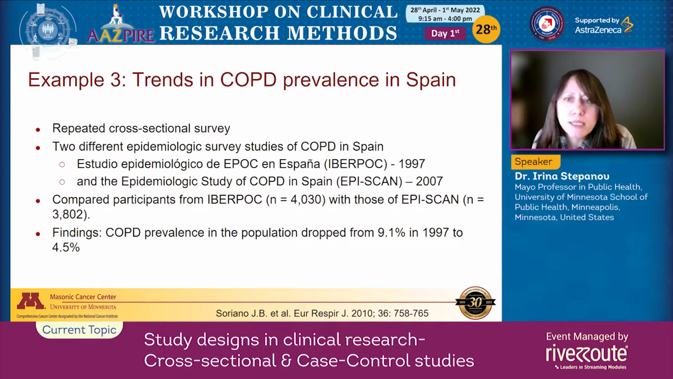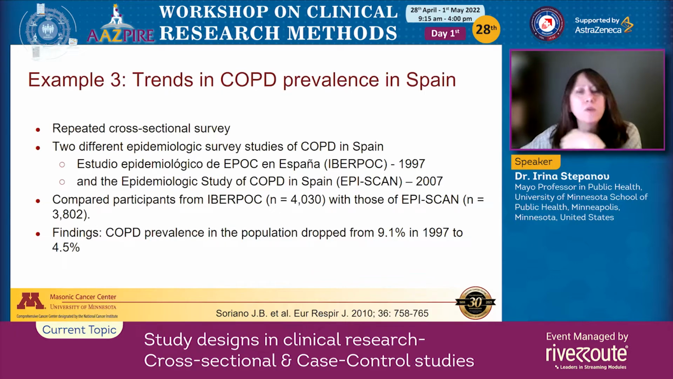So in this case, they used 2 very large studies. One was conducted in 1997, and the other study was conducted in 2007. So investigators in this analysis compared participants from 2 cohorts. And by doing this analysis, they were able to detect changes in the prevalence of COPD, which is chronic obstructive pulmonary disease, in this population. So that was a very interesting finding.